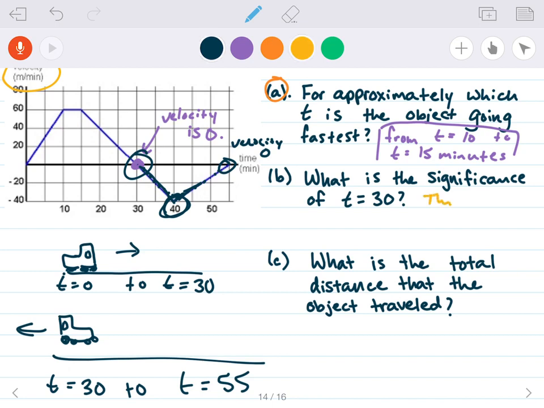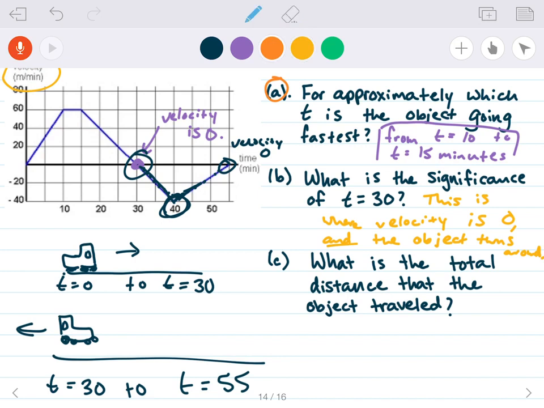So this is where velocity is 0 and the object turns around. Okay. Now the next question says, what is the total distance? Well, we have to sort of parse this, right?